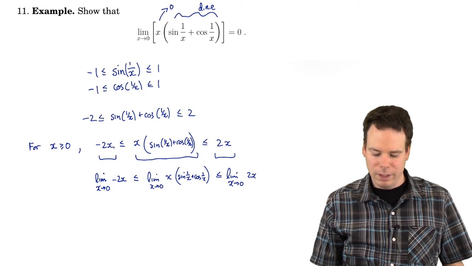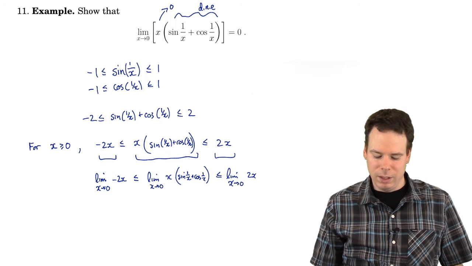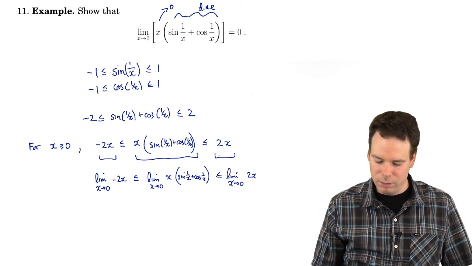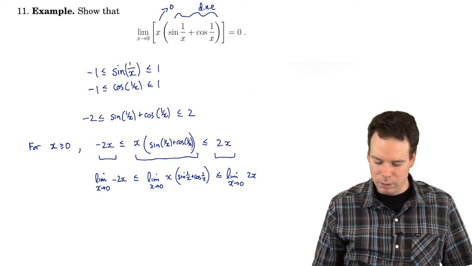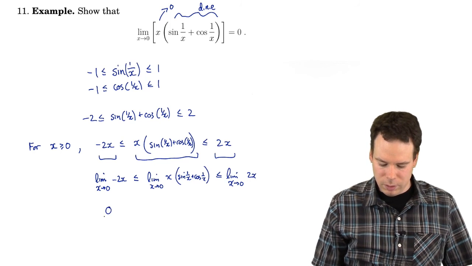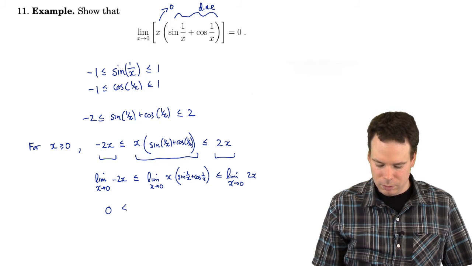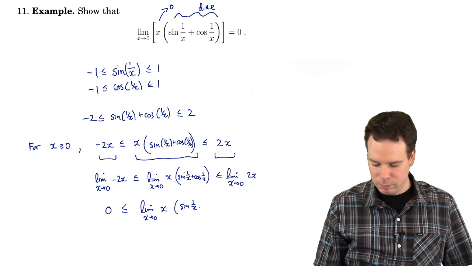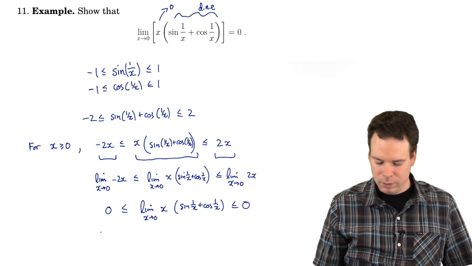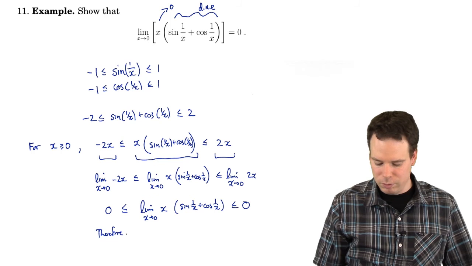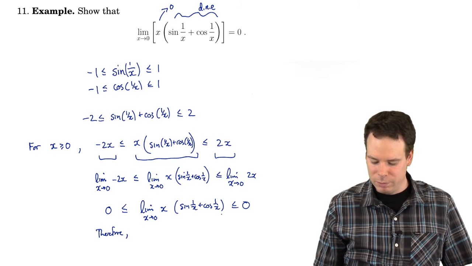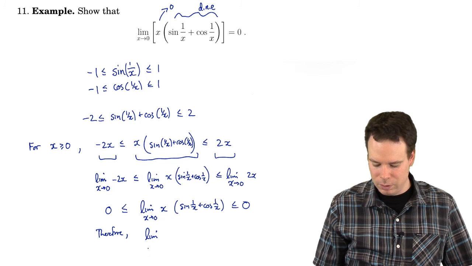The function here on the left is smaller than the one in the middle, so the limit has to be smaller. And similarly for the other inequality. This is 0. The limit as x goes to 0 of negative 2x is 0. So that means this limit is both bigger than or equal to 0, and smaller than or equal to 0. So therefore, it must be equal to 0. There's only one number that's both bigger than or equal to 0 and smaller than or equal to 0, and that is 0 itself. So the limit as x goes to 0.